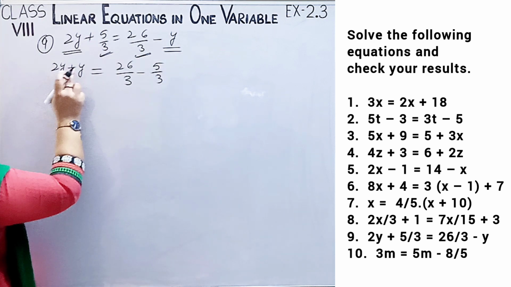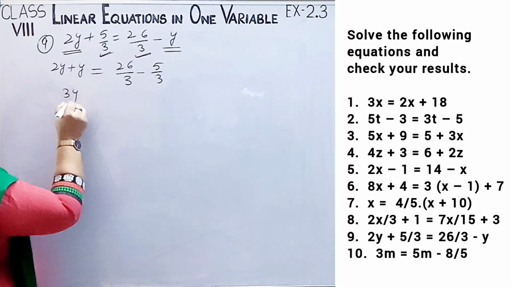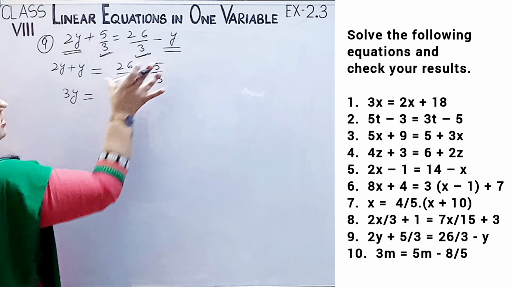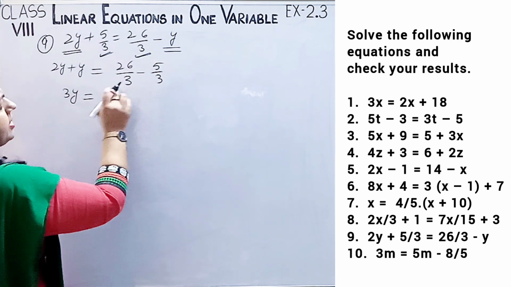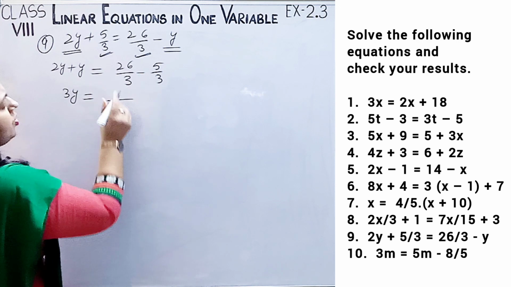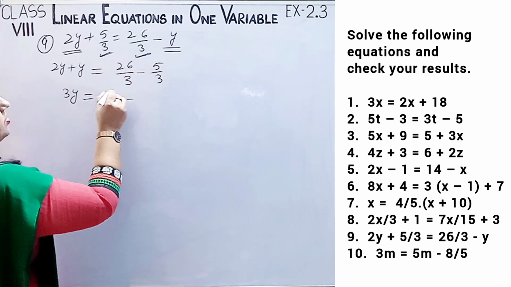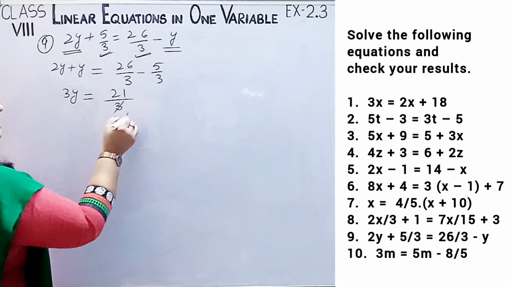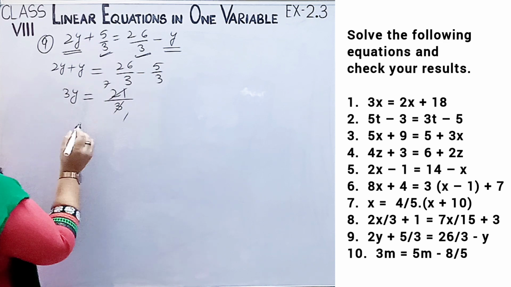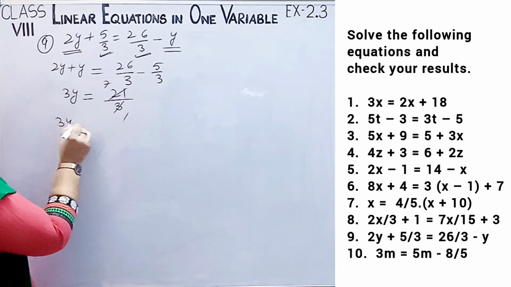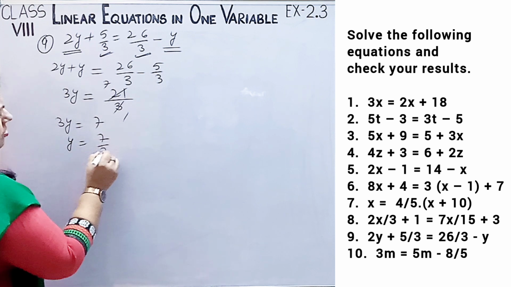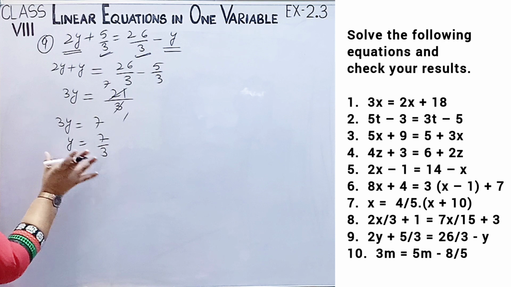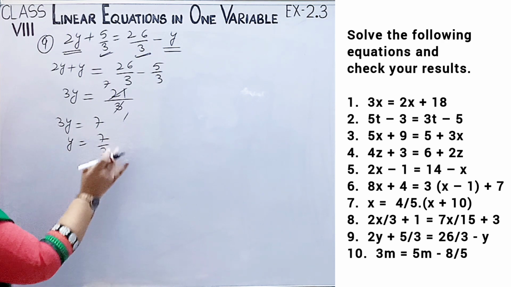So 2y plus 1y we get 3y. Without taking LCM we can do it because we have the same denominator here. So 3y equal to 26 minus 5 we get 21 upon 3, and 3 7s are 21. So 3y equal to 7, y equal to 7 upon 3. So the value of y is 7 upon 3.